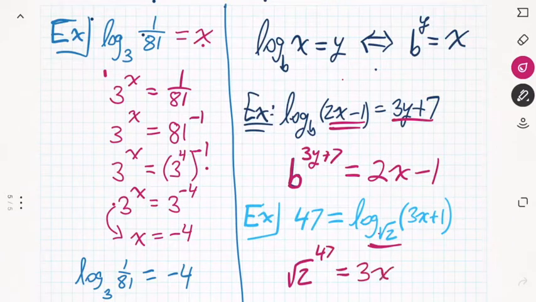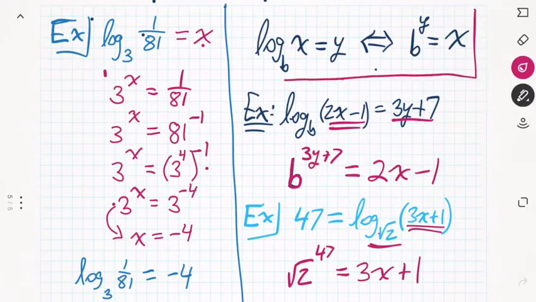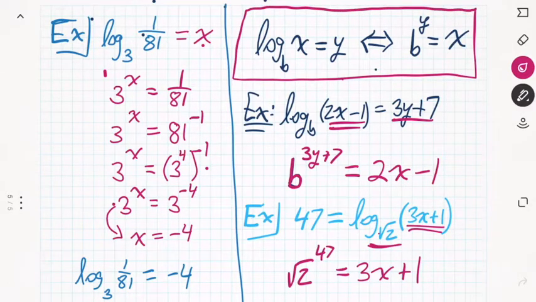And the cool thing about writing it this way is now we can actually solve for x. We got x in a place where you can solve it, where before x was locked inside of a logarithm and you couldn't go anywhere with it. So that's where this property comes in really handy. If you ever get stuck with a logarithm, you can always change it to an exponential and vice versa.